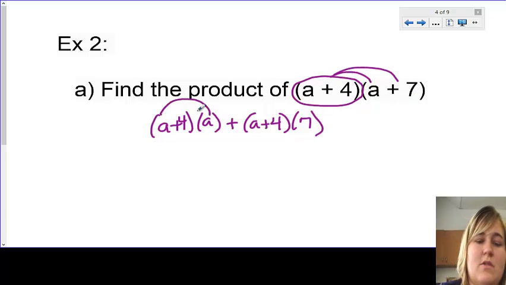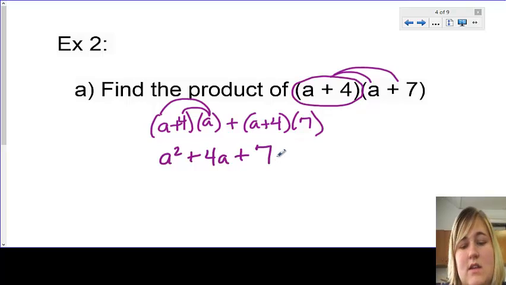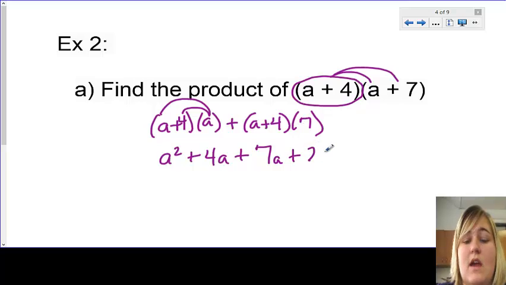So then I have to distribute this a. Remember, we can distribute if it's on the back side also. So a times a is a squared, plus a times 4 is 4a, plus 7 times a is 7a, plus 4 times 7 is 28.